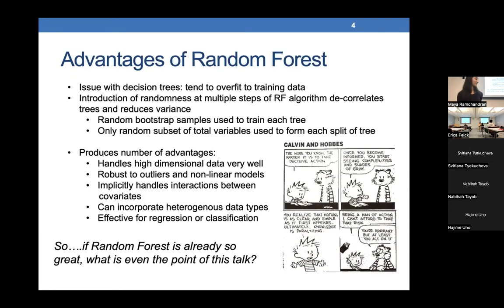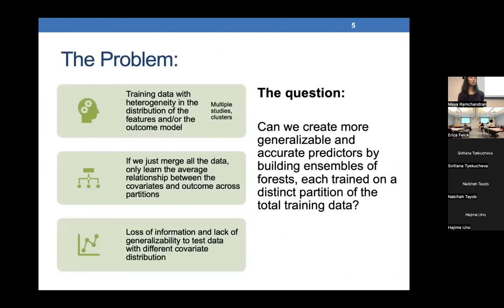So now that brings us to the point of the talk. Random forest is clearly really great on its own. So where does it need improvements? We often encounter the issue in which we have training data with heterogeneity in either the distribution of the features or the outcome model or both.